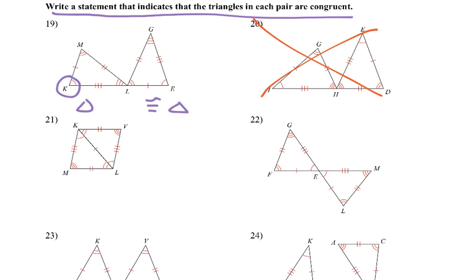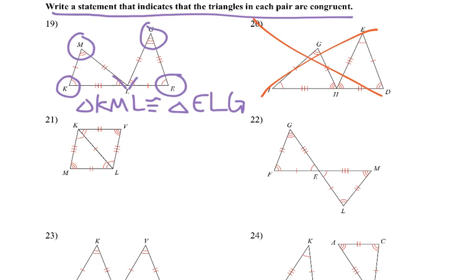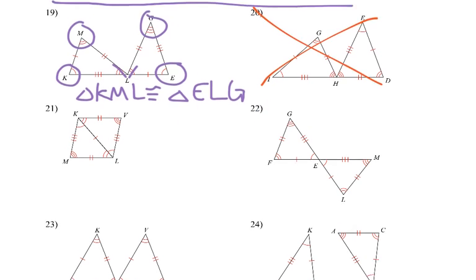So K is our first one. I usually start with the single line. Corresponds to E on the other side. Then I go to the 2, which would be M. Then the 2 here would be L. Then the 3 on the left side would be L with G. And I have to make sure to put the triangles in front to tell me that it's a triangle. So triangle KML is congruent to triangle ELG. And that's all we do on those ones.